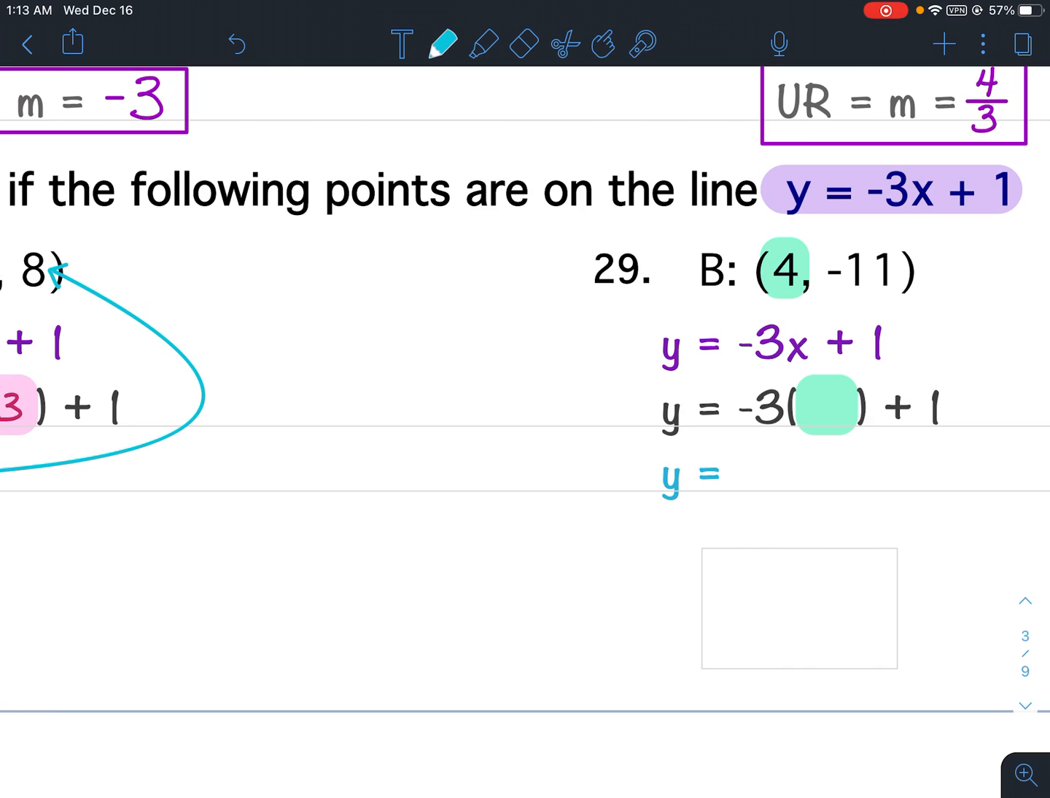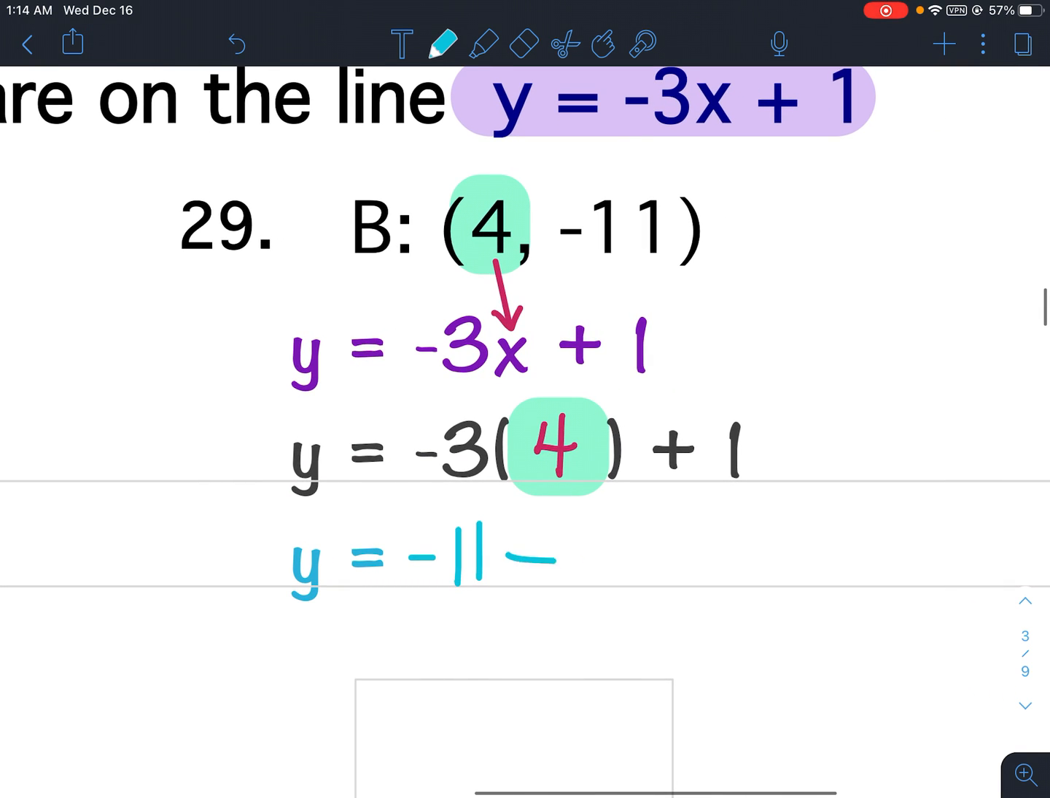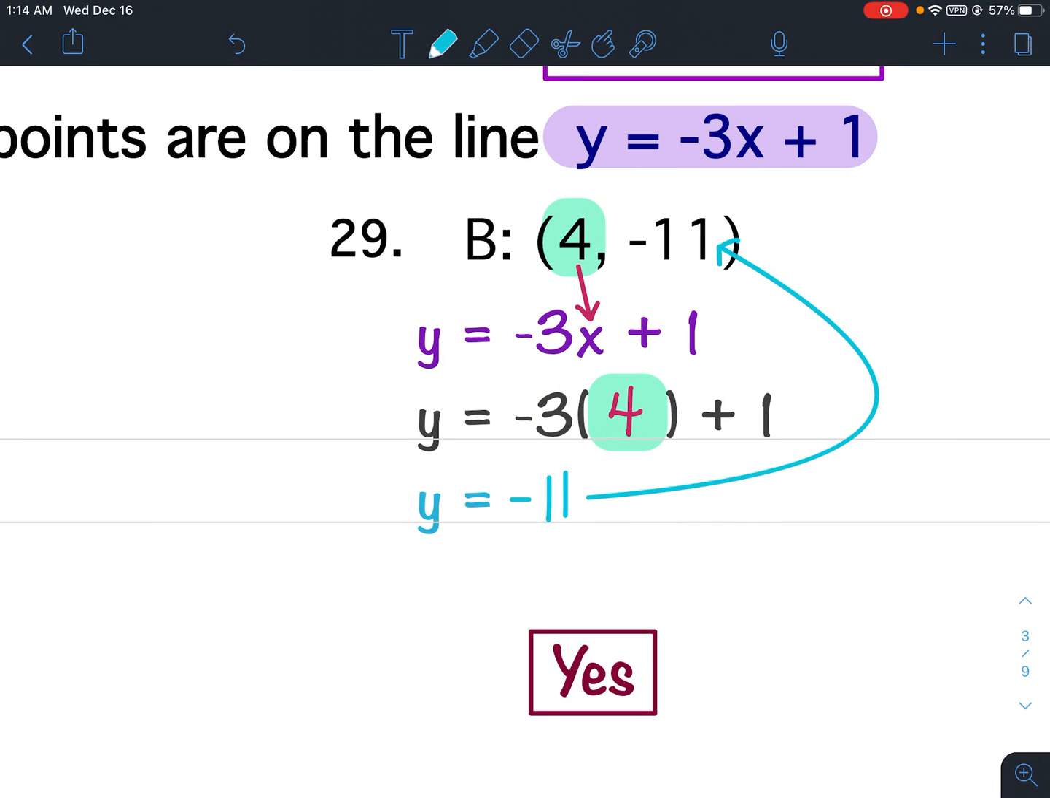All right, same thing for this one. Go ahead, pause your video, get that all written down. This time, I'm going to put 4 in for x. -3 times 4 is -12. -12 plus 1 is -11. So we compare our answer here with the y term up here. Are they the same thing? Yes, they are. Therefore, this answer is yes.